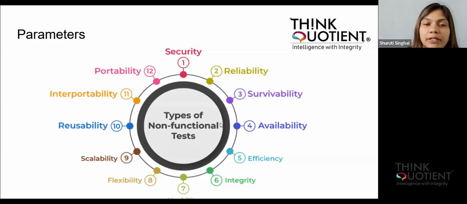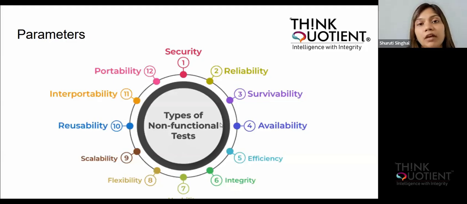Then we have usability. This is nothing but usability testing. How easily usable the system is from the user's perspective, that is, am I able to navigate easily? That is usability testing, and this is also a part of functional testing. Then we have flexibility. This means how well the system can respond to any kind of uncertain condition, how well it can perform. That is the flexibility of the system.